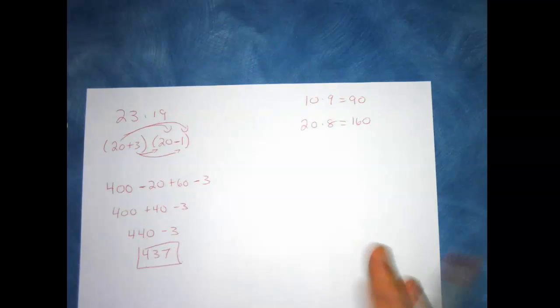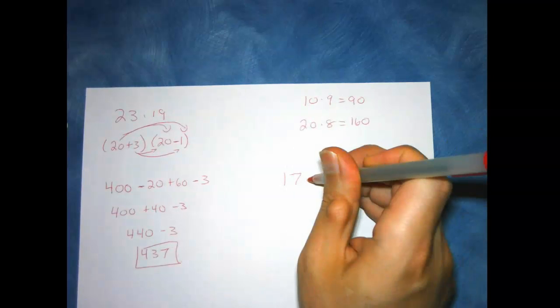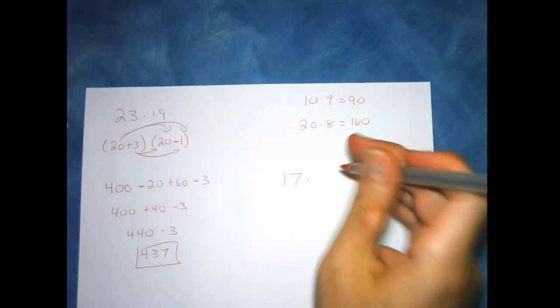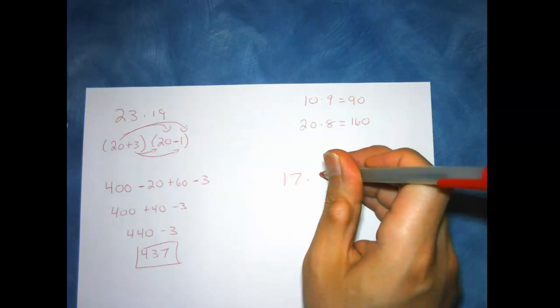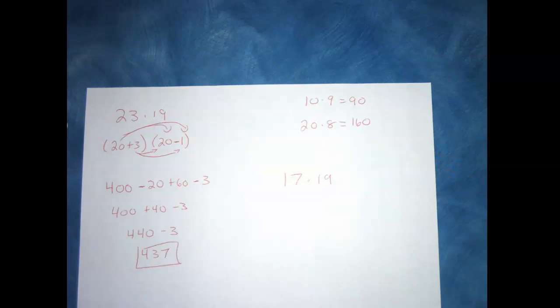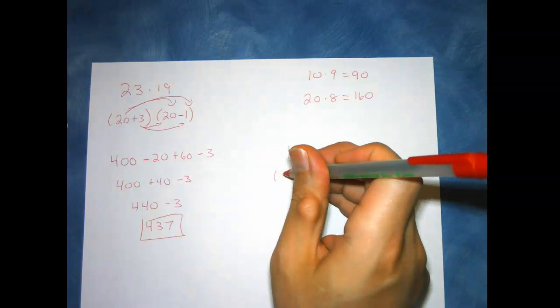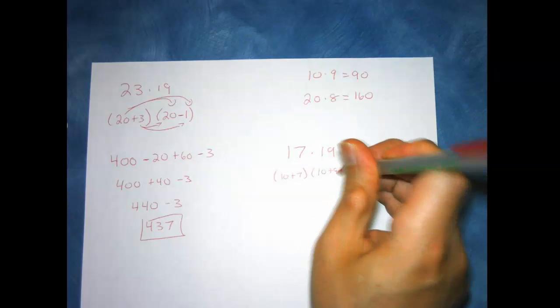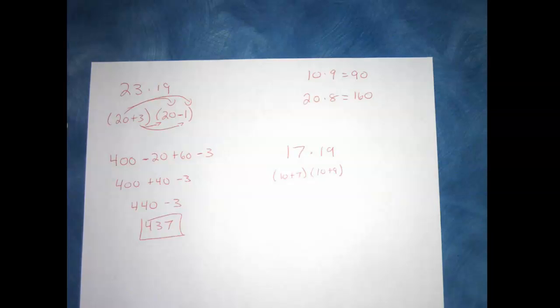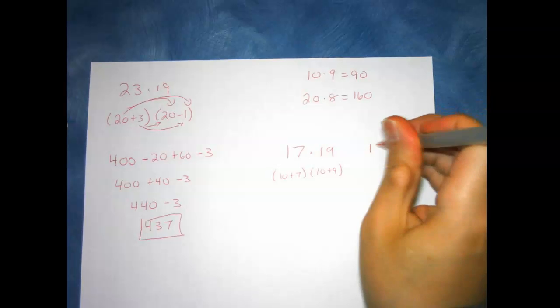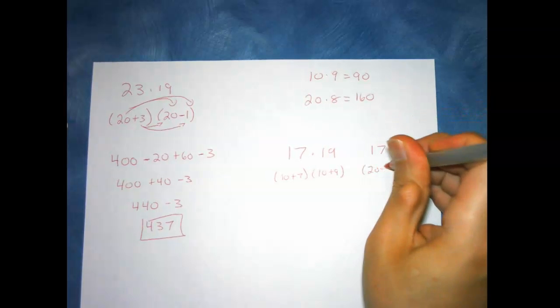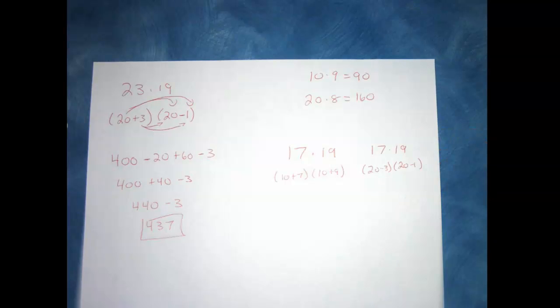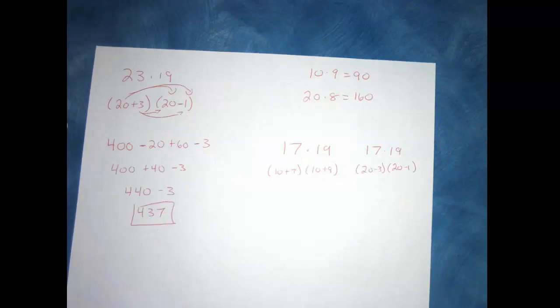Okay, let's try another one. Let's do 17 times 19. Well, you could break 17 up a couple of ways. I'll do 10 plus 7 this time, and then 19 could be 10 plus 9. The awesome thing about this method is there really is no right way to do it. As long as you're mathematically sound, you could do 20 minus 3 times 20 minus 1. I'll do both of them for this example. We're going to see they turn out to be the same thing, which is awesome.